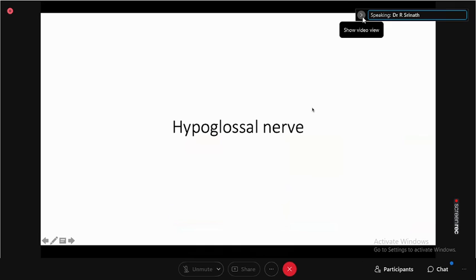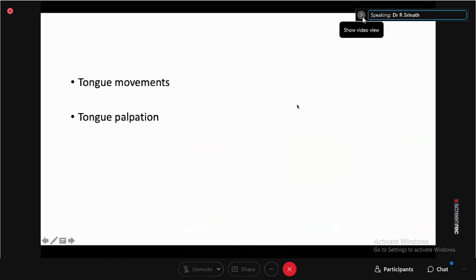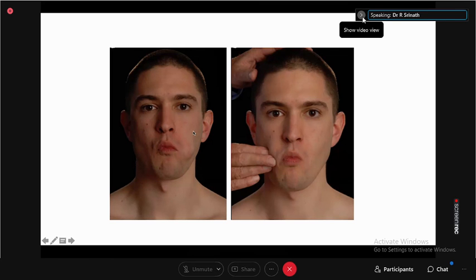Now coming to the hypoglossal nerve. In the hypoglossal nerve, you have to look for tongue movements. You ask him to protrude the tongue. You see whether the tongue is central or whether there is any deviation of the tongue. And after that, you look for any fasciculations and you do tongue palpation. Tongue power is also tested, asking him to press his cheek from inside, and look at the symmetry between both sides, the thickness of the tongue from within.